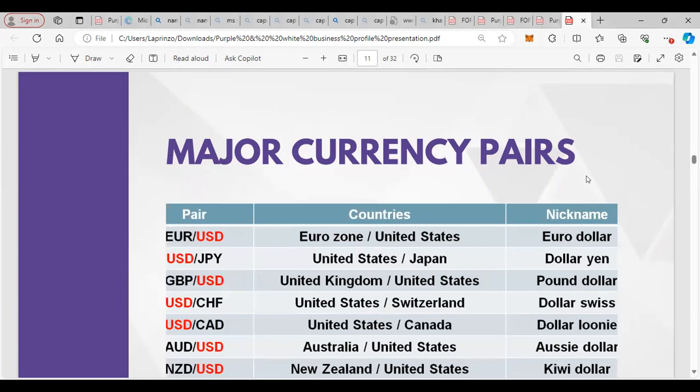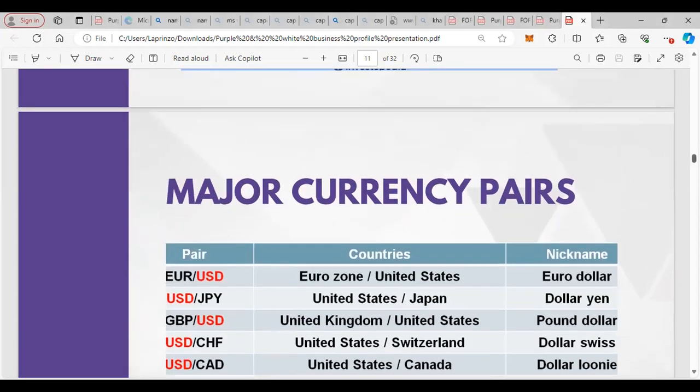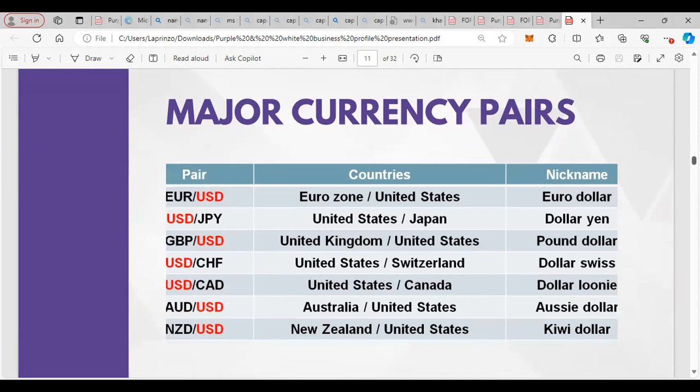So now, what are the major currency pairs? What you're seeing on the screen, you may have to screenshot it, of course. These are major currency pairs. We have the EUR/USD, Eurozone and United States. We have the USD/JPY, United States and Japanese. Like for the Euro, you call it Euro dollar. These are nicknames for the pairs. The USD/JPY is called dollar yen. The pound is called pound dollar. So you may just have to take a screenshot of it. So these are the major currency pairs.